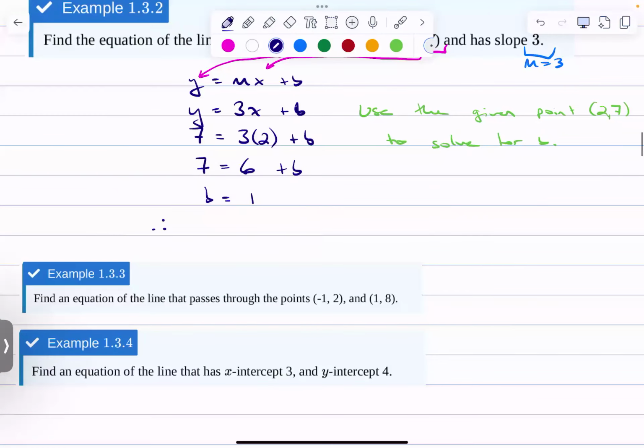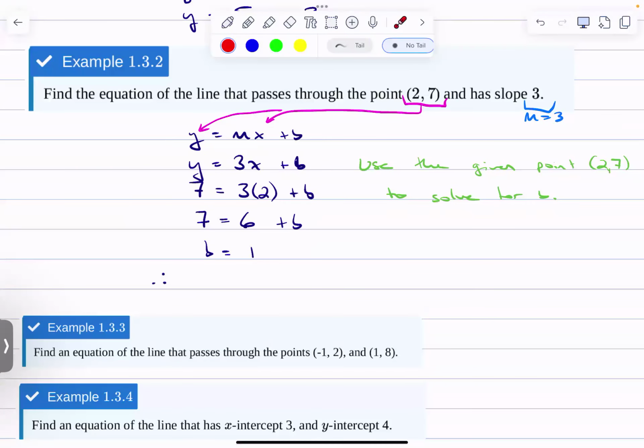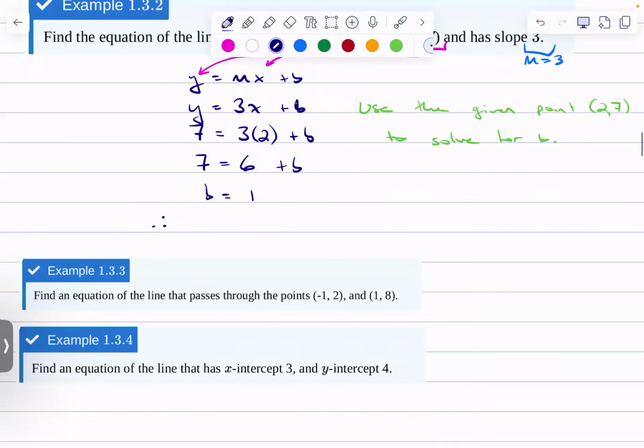Now this is the only confusing part, I think, is that now we're done with this 2, 7, right? And so now we just go back to the x, y's, okay? Because we want to be open to any value of x and y. This was just to solve for b, okay? And so then we get y is equal to 3x plus 1.